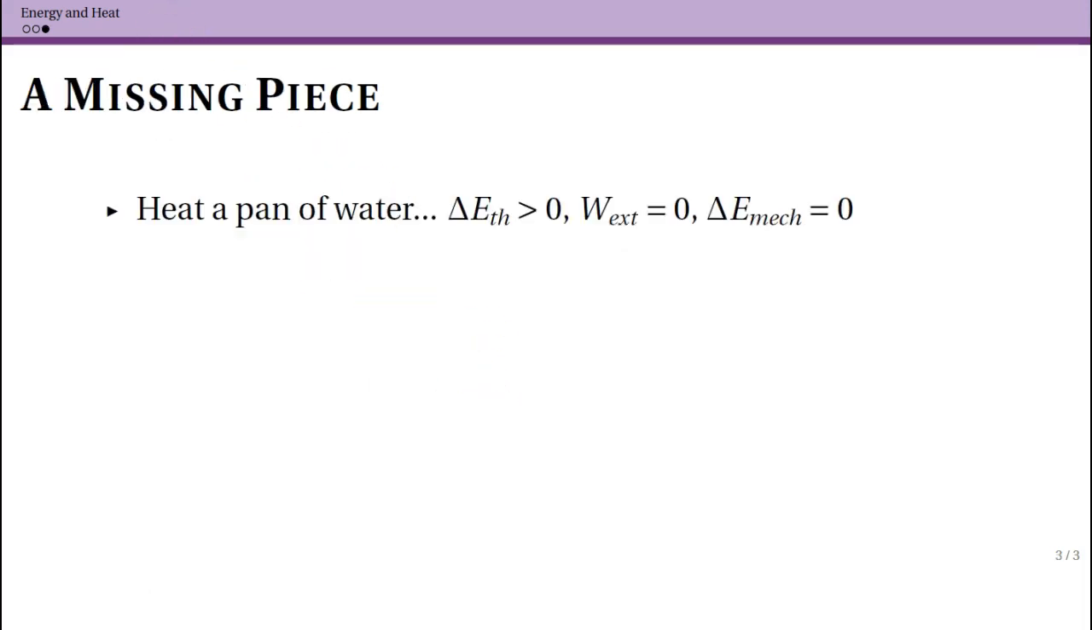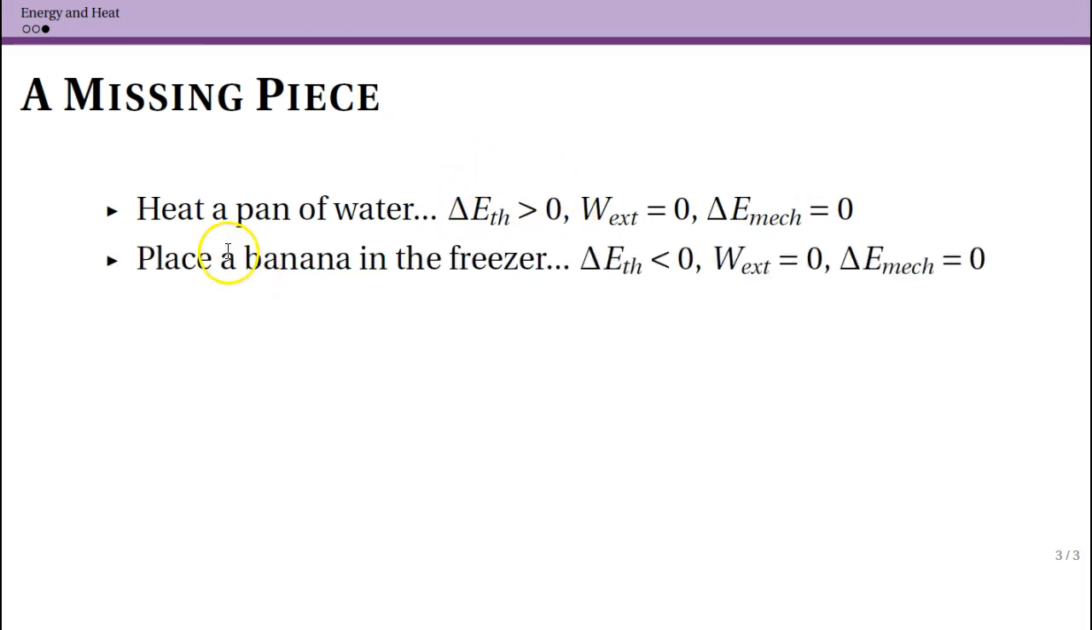But what is this missing? Imagine that I take a pan of water and I put it on the stove so that it's being heated. I see that the temperature of that water is increasing, or I put my hand in it and I know it happens. So clearly I have a change in thermal energy, which relates to temperature. The temperature has increased, the thermal energy has increased. I know those little water molecules are bouncing around more. But I haven't done any work on the system, if I consider the system to be the pan of water, and I haven't changed the mechanical energy at all. So where did that come from?